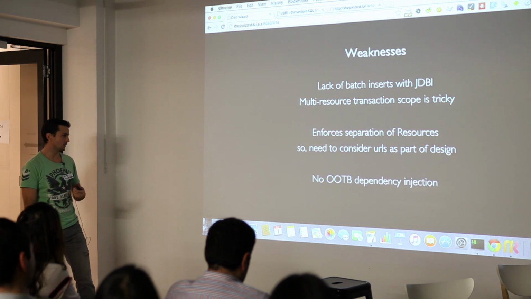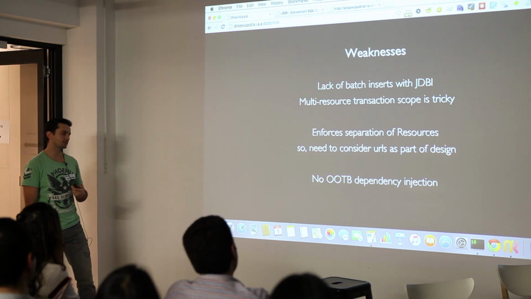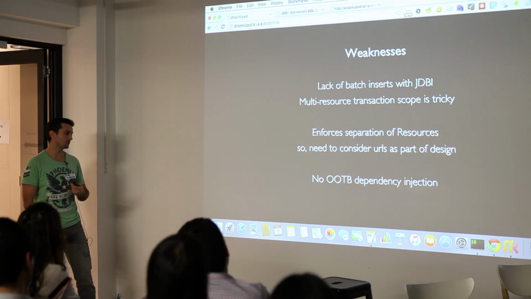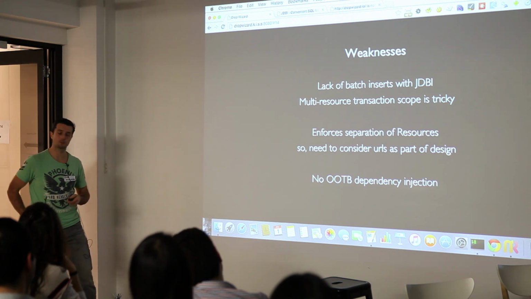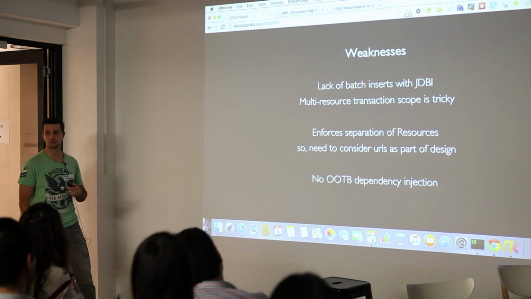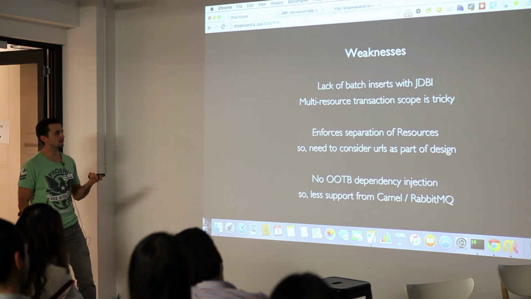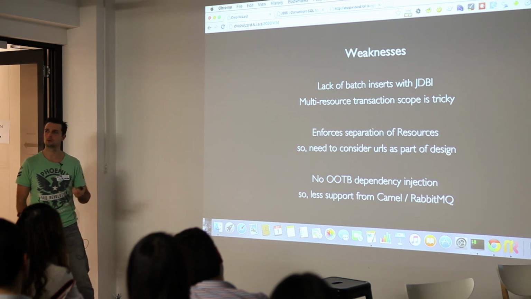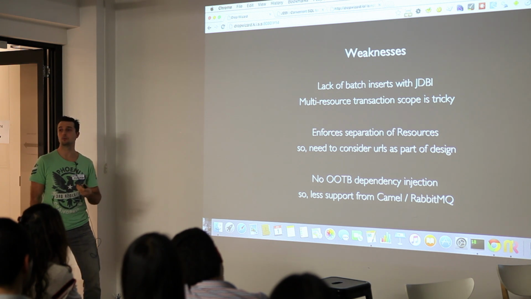And like I said, there's no out-of-the-box dependency injection. This really doesn't matter to me personally. Some people miss auto-wiring. You can also include Guice by Google or Spring DI. But given that, it has less support out of the box for Camel and RabbitMQ libraries because these kinds of things leverage Spring and that ecosystem a bit more.